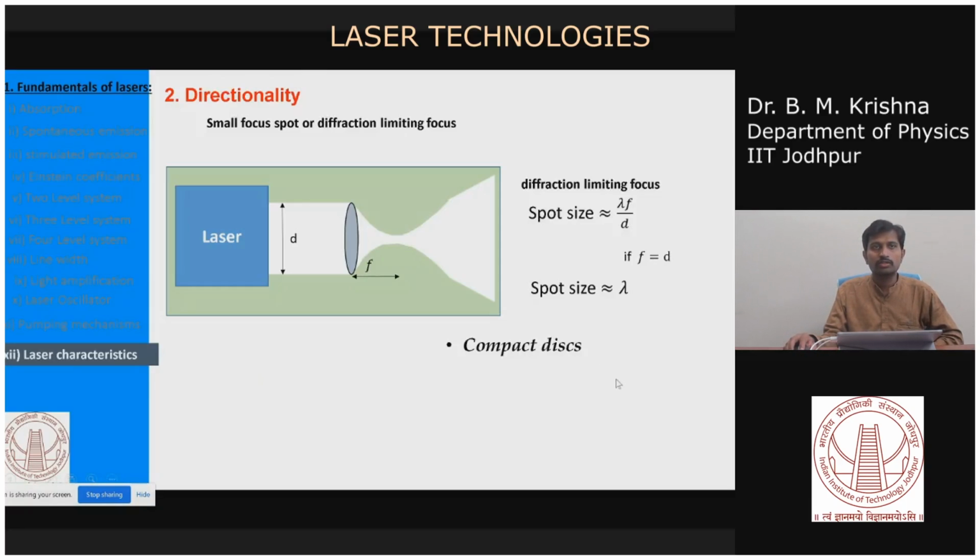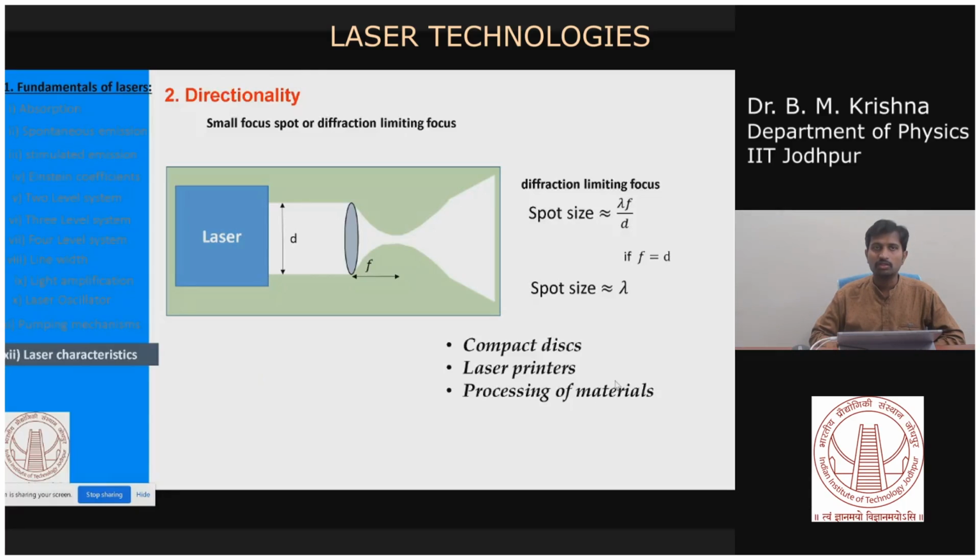The usage of these spot sizes, you can read compact discs like CDs and DVDs. There they use laser focused spots, and in laser printers, and to process materials, for example if you want to make channels in the material, or make gratings, or do any processing of your materials using a laser beam. Generally they will use a spot size.